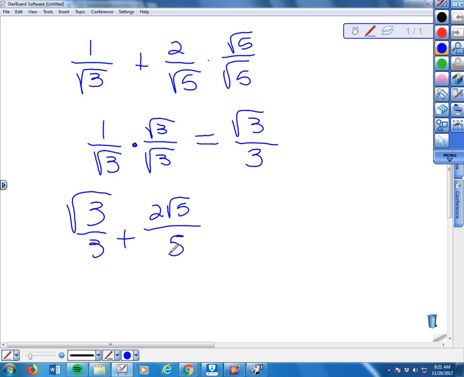But if you just remember in your mind, you don't want to leave a radical in the denominator. Okay, and that's how you rationalize it here, is you just multiply the numerator and the denominator by the same radical that's in the denominator to get rid of it.